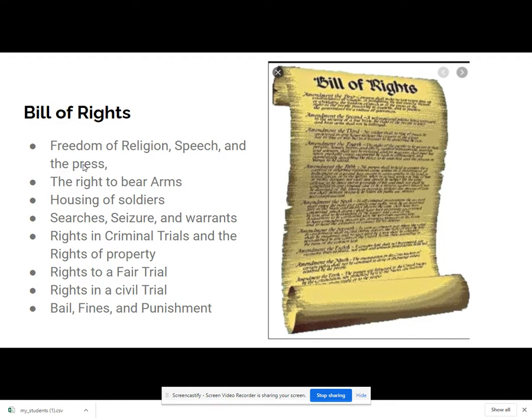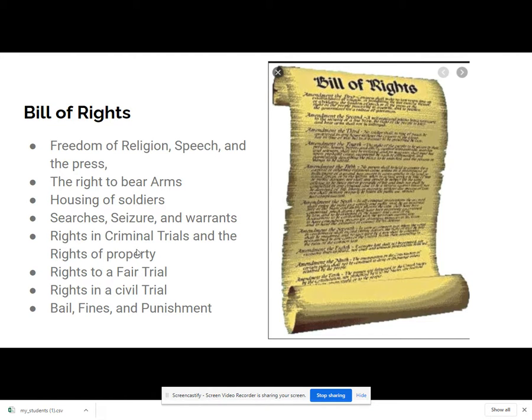So some of our freedoms are freedom of religion, speech, and press. We have the right to bear arms. Housing of soldiers. So this one means that the soldiers just can't show up if we were in a war in your house and take your house. So we have the right from illegal searches, seizures, and warrants from police officers.